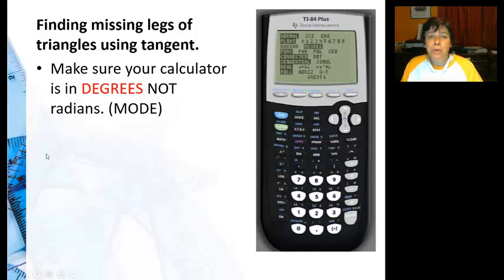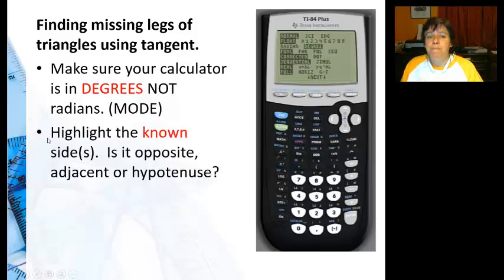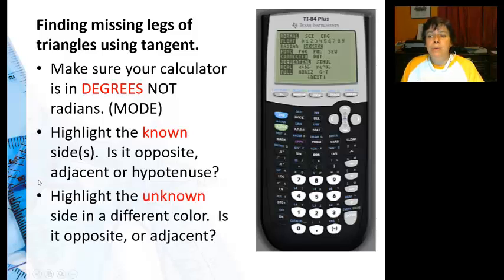Your calculator, by the way, defaults to radians. So it's very important that you remember to change that, especially if it's been memory cleared. Highlight the known sides. Is it opposite, adjacent, or hypotenuse? Highlight the unknown side in a different color. Is it opposite or adjacent?